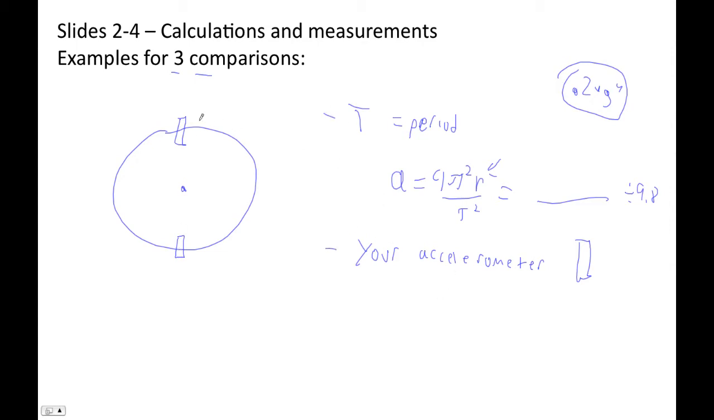So at the top, for example, you might expect it to be 0.8 g's. At the bottom, you might expect it to be 1.2 g's, because at the bottom it's a bit more, at the top it's a bit less, and the difference is the ride. So this is 2/10 less than 1 g, and this is 2/10 more than 1 g.